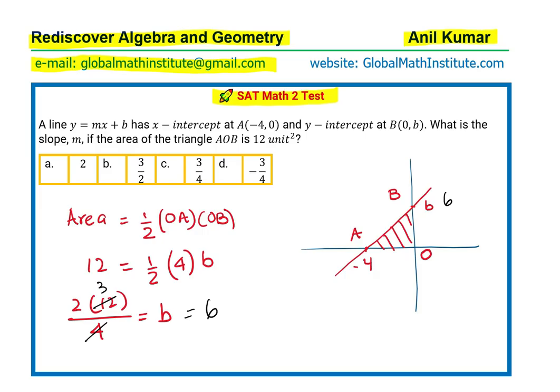Now we need to actually calculate the slope m. Slope is rise over run, right? So slope m will be equal to what? m equals 6 over 4, right? Which is a positive slope, 3 over 2. So we get the answer as B, positive slope 3 over 2. Makes sense? So that becomes a simpler question to solve.